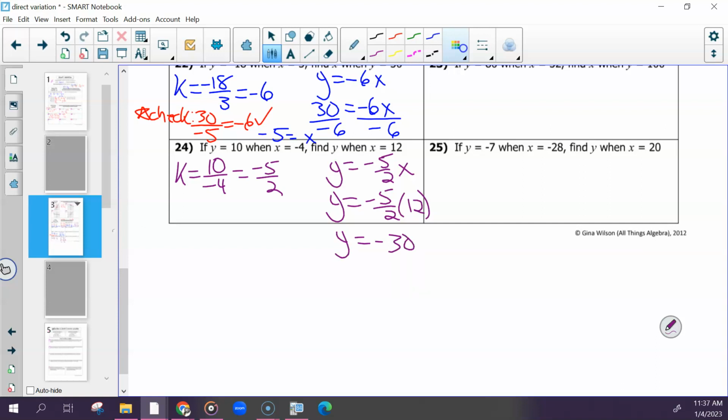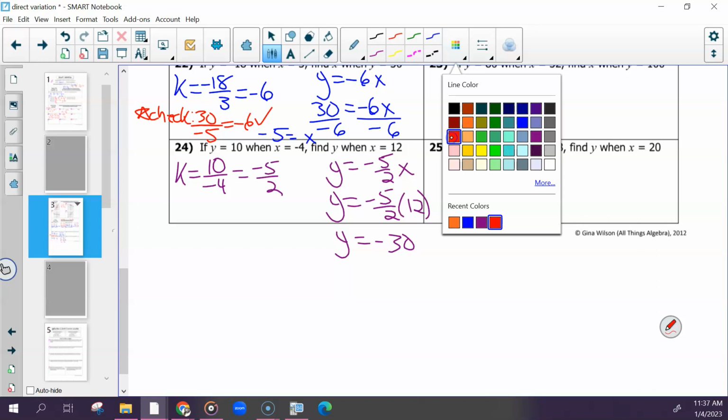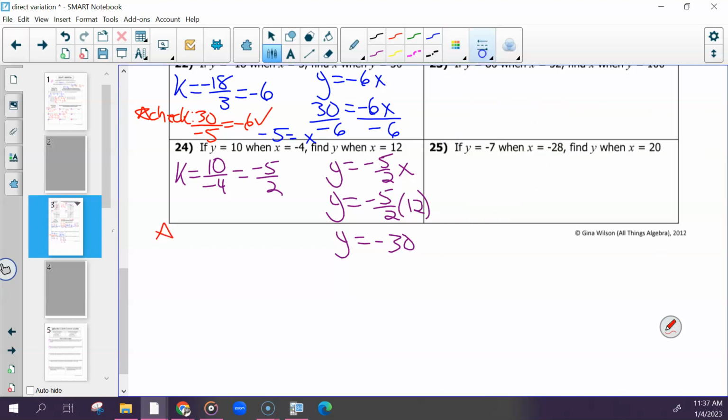And then especially when you get bigger numbers than you might see, definitely double check yourself just to make sure: did I get the right answer? Did I get the right work? Did I do this correctly? So negative 30 divided by 12. We simplify that, divide both by 6, we get negative 5, which is our k-value, so that works. So really, as long as you know your two equations and how to use them, you can do all of these problems.